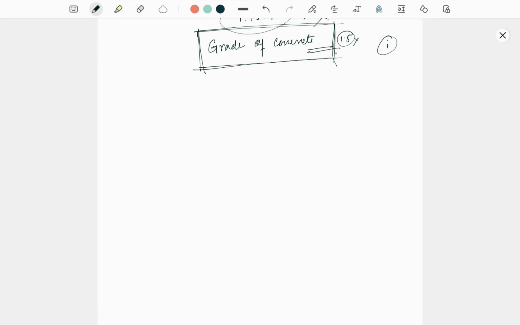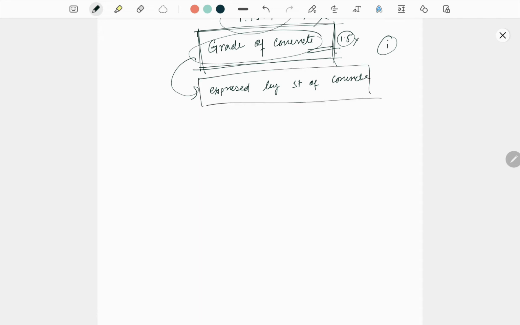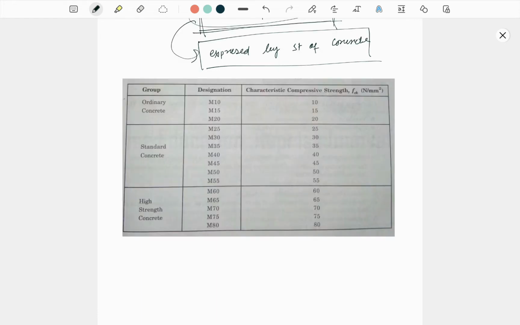What do you mean by grade of concrete? Sometimes when we work on site or when we design, first we say what is the strength of concrete. So grade of concrete is defined or expressed by the strength of concrete. Now this concrete has various types of grade, so I will show you through a table. Here is the whole table. This is our table of grade of concrete.